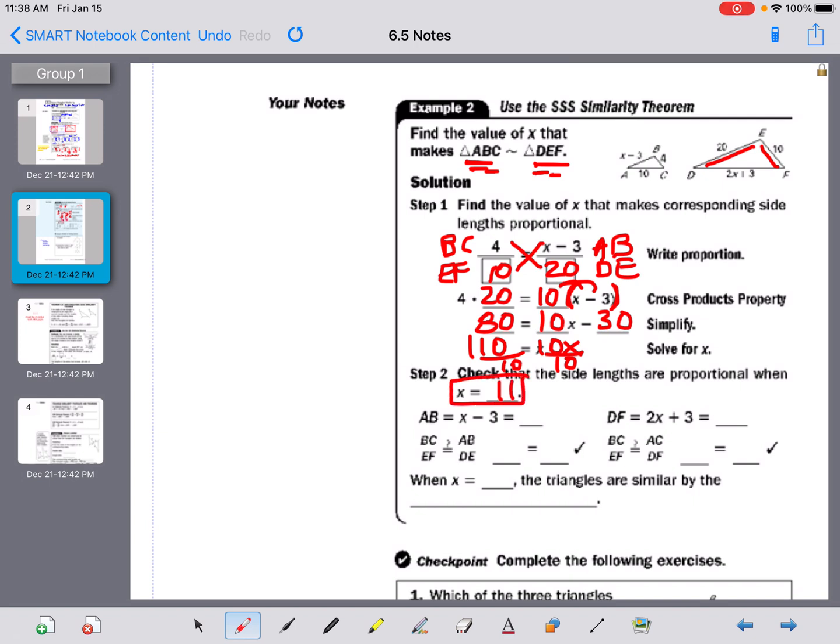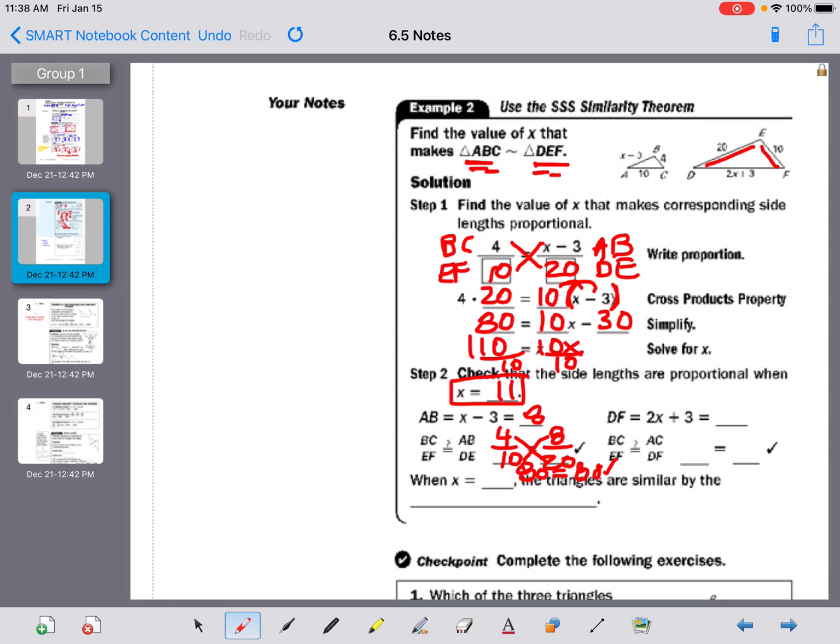Am I done? I am, because they did ask me for the value of x. But I can do a quick check to make sure they make sense. So if I think of 11 minus 3, I get 8, right? So is 4 over 10 equal to 8 over 20? The easiest way is to cross multiply. I get 80 and 80. So I would say yes, definitely works.